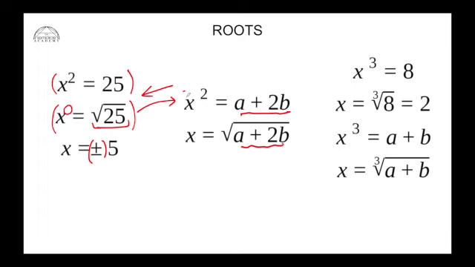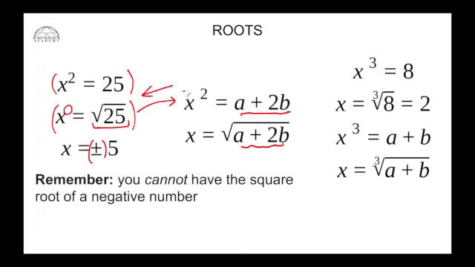And we saw a really important rule. The important rule is you cannot have the square root of a negative number. So if I had the square root of negative 25, this does not exist. You can never, ever, ever have that. And we talked about why. We spoke in detail about it.